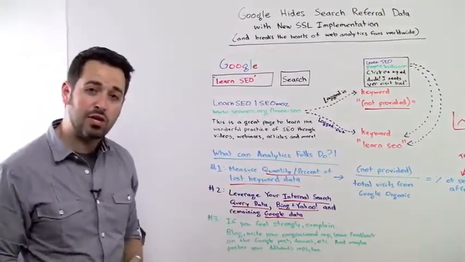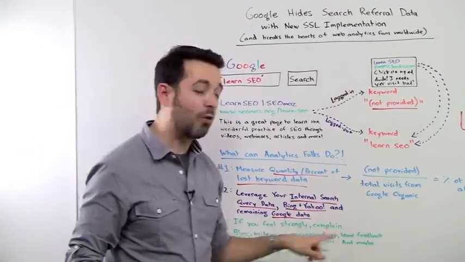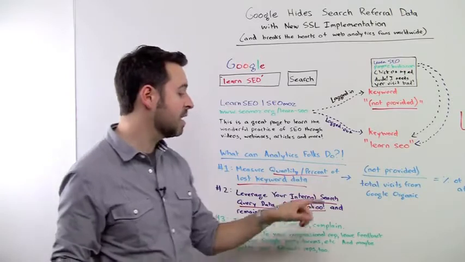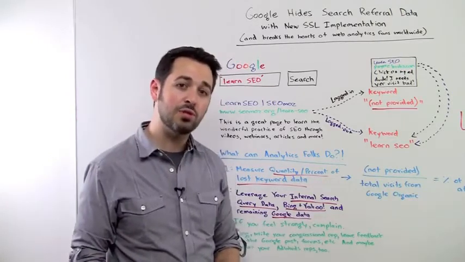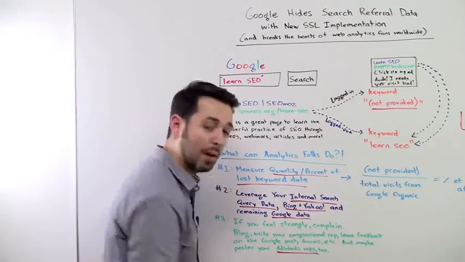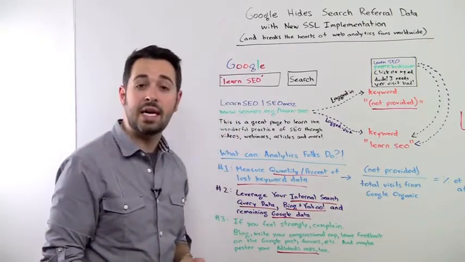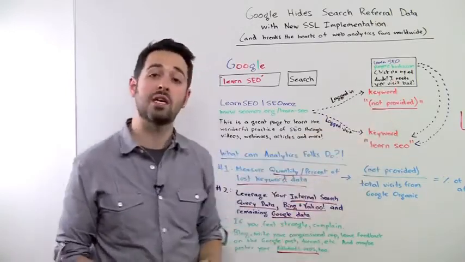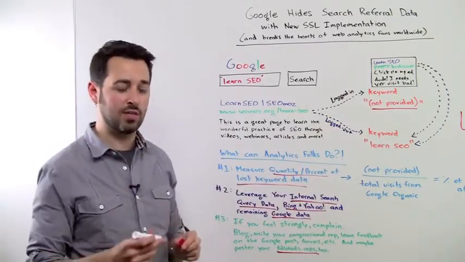You could even write to your congressional rep. There's several forums. The Google blog post announcing this accepts comments. The Google Webmaster Tools forum certainly accepts comments. And you can also contact your AdWords representatives and let them know that you're not totally thrilled by this move either. Remember, AdWords data is still passing the referrer. It's organic search that's affected.